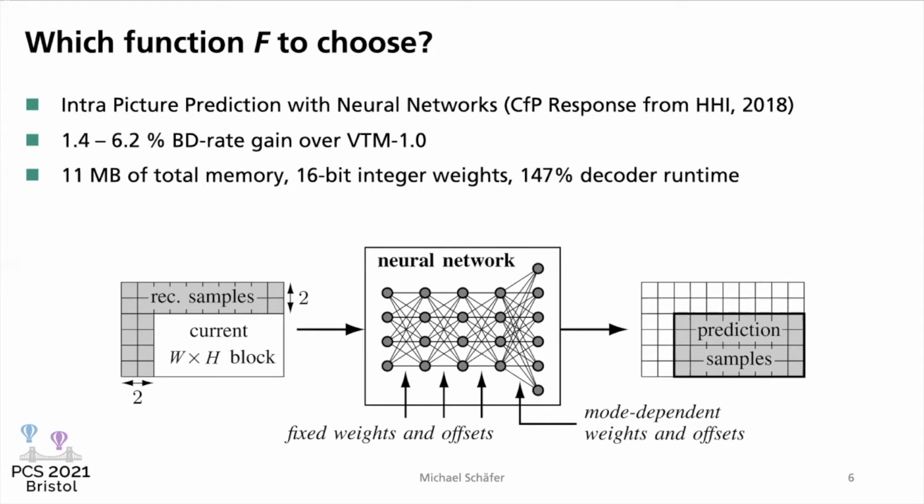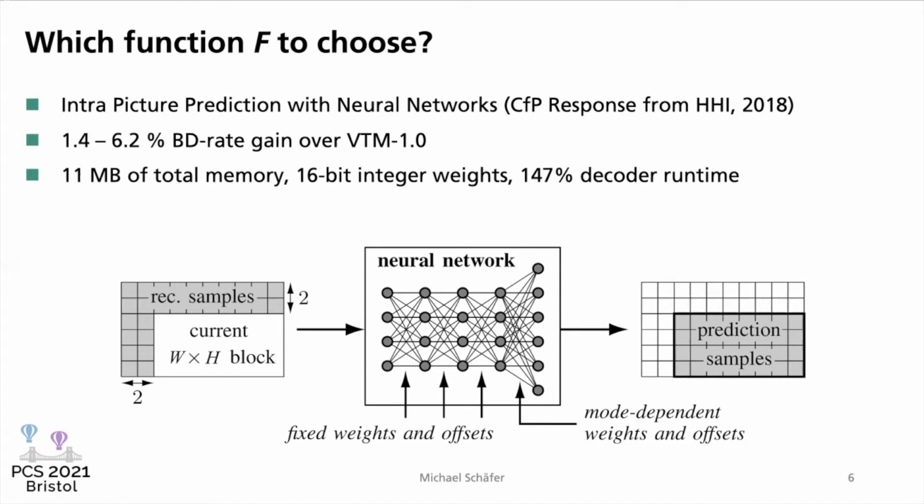In the initial CfP response from HHI, our research group has proposed a tool called intra-picture prediction with neural networks. Our network has multiple prediction modes which were co-adapted simultaneously during the training stage. We then simplified the resulting predictors by pruning them in the frequency domain of the discrete cosine transform, thus greatly reducing the number of weights otherwise needed for the dense matrix-vector multiplications.